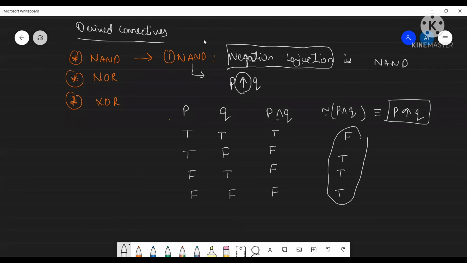So the NAND table is this. Whenever you have two truth values, the statement will be false. The rest of the elements will be true. That is the key point of NAND.